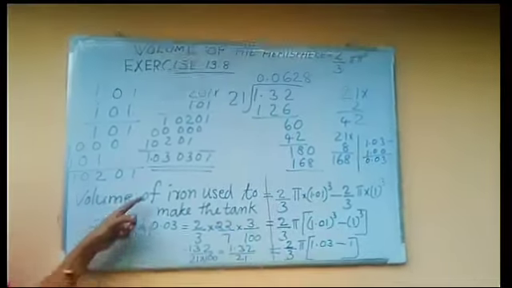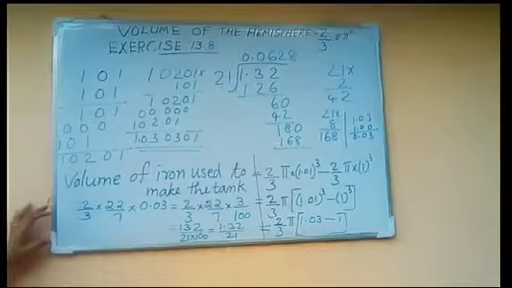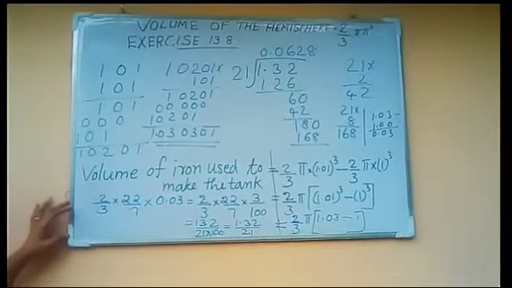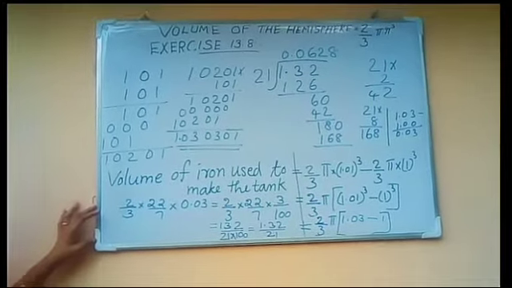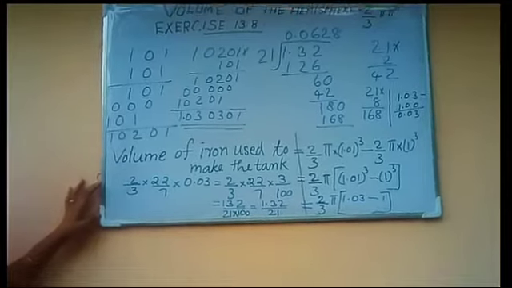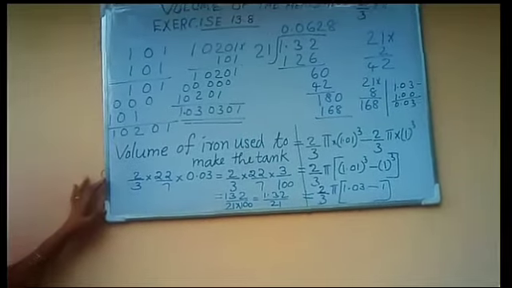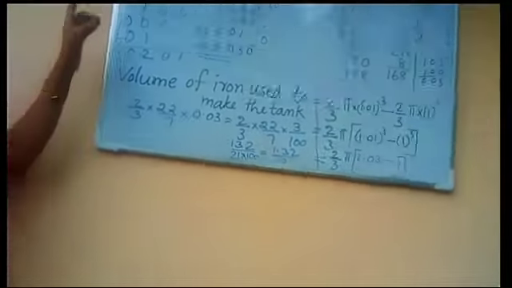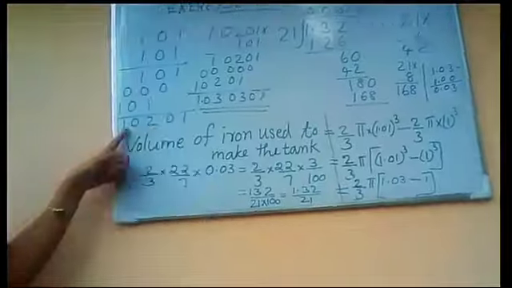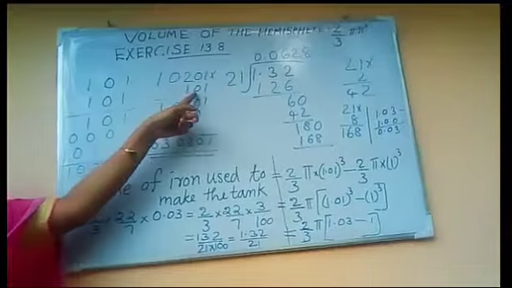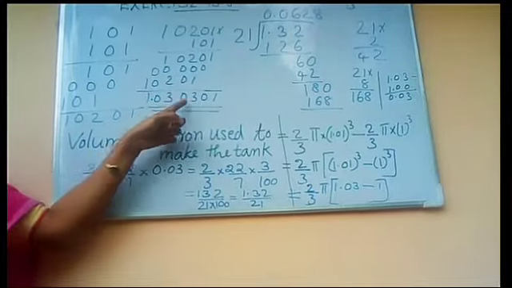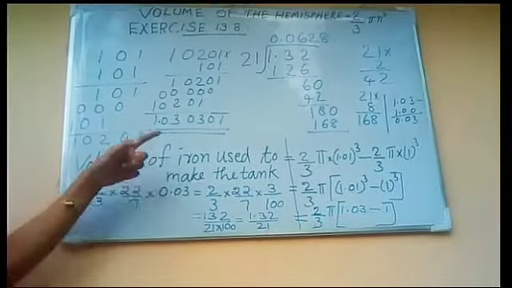I repeat, volume of iron used to make the tank is 2 by 3 pi into 1.01 cube minus 2 by 3 pi into 1 cube. That is 2 by 3 pi taken outside, that is common, and inside the bracket 1.01 cube minus 1 cube. 1.01 cube means 1.01 multiplied 3 times. 101 into 101 is 10201. Multiplied again by 101, it becomes 1.030301.